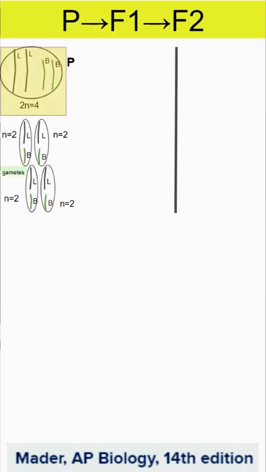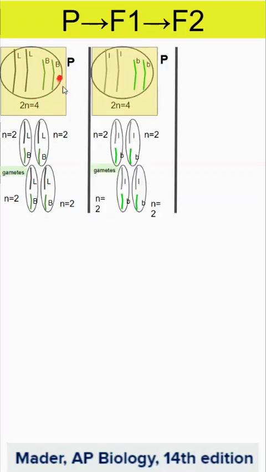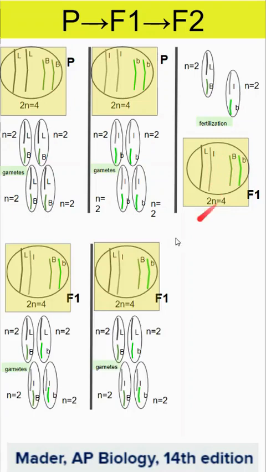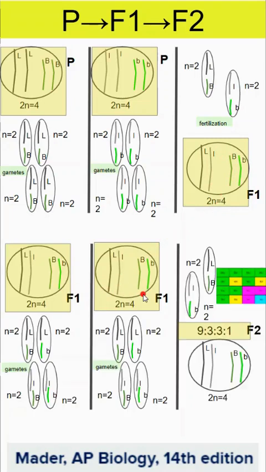We start with P, and when we're talking Mendelian, we say these are non-linked, which means that the gene for the L trait and the B trait are on separate chromosomes. So in the P, we have the purebred dominant and purebred recessive, and in F1, we're going to end up with this heterozygous genotype. When we cross the two heterozygous genotypes in the F1 generation, we end up with this 9 to 3 to 3 to 1 phenotypic ratio in the F2.